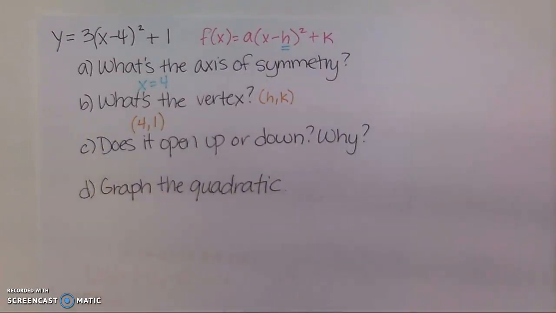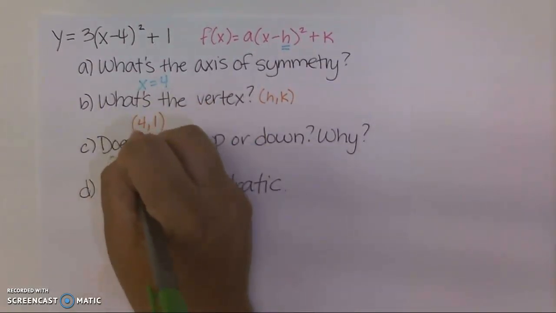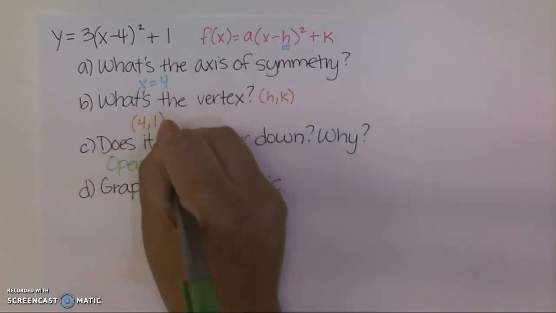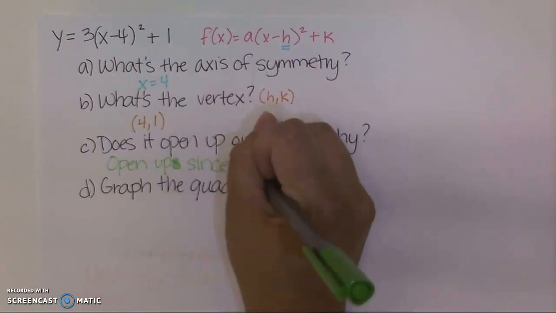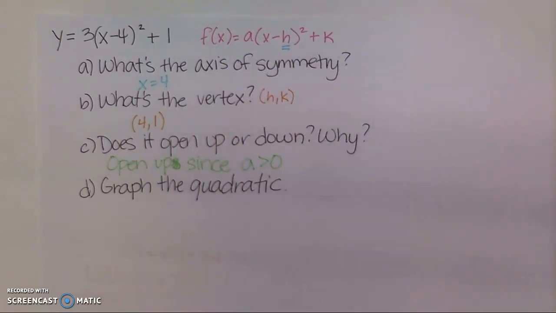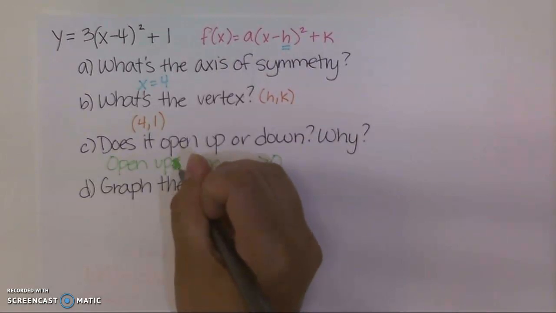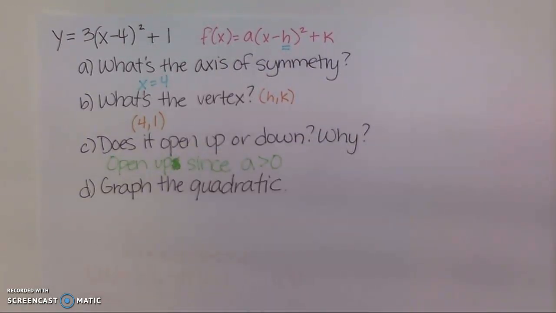Does it open up or down? That mainly focuses on the a. And this is just like in standard form in any quadratic that we've talked about before. The a always determines our width and our direction. In this case, the a is positive, so therefore it's going to open up. So opens up since a is greater than 0.